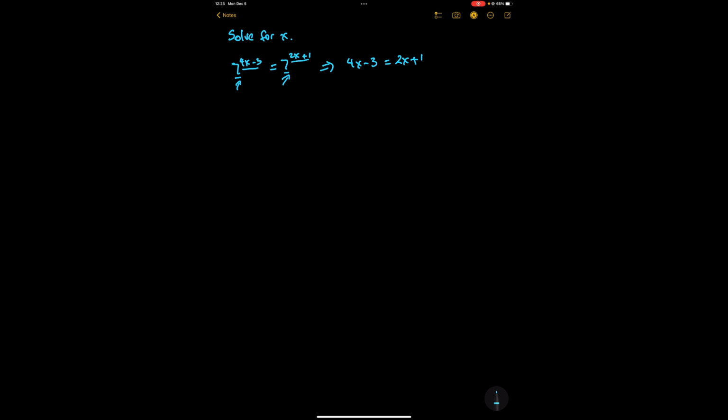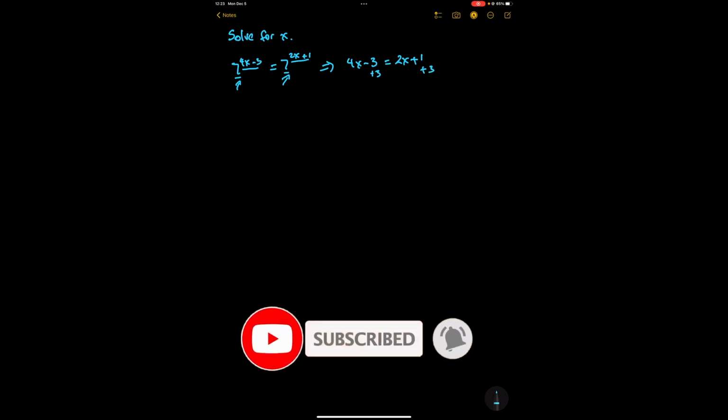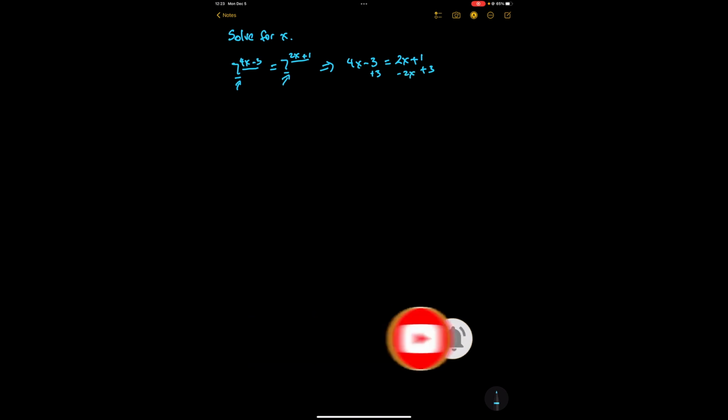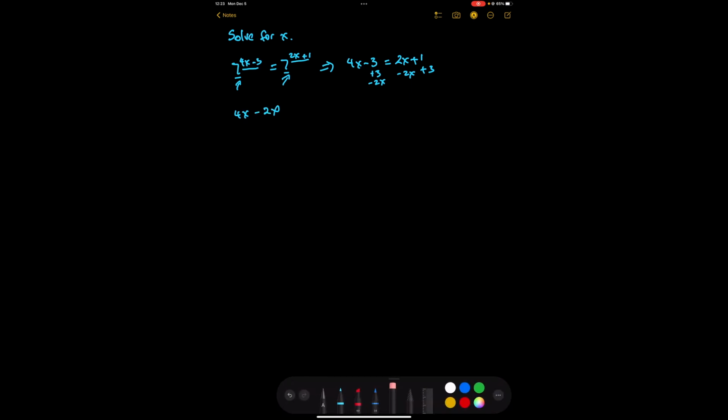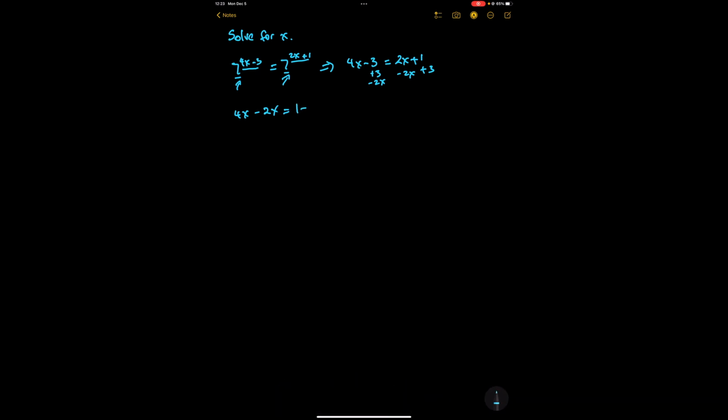So I'm going to add 3 on both sides, right? And subtract 2x on both sides. So I get 4x minus 2x equals 1 plus 3. And we get what? We get 2x equals 4. Divide by 2 on both sides, then we get x equals 2. And that's your answer. Alright?